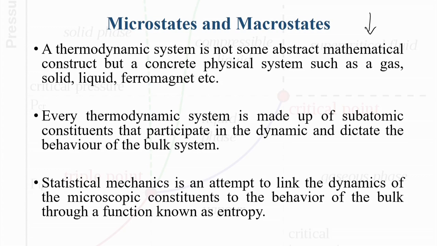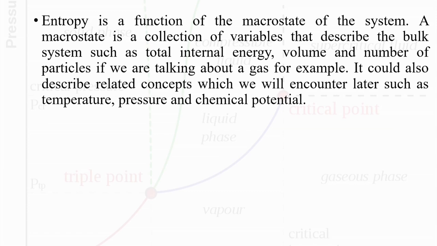Now, entropy is actually a function of what is known as the macrostate of the system. So, a macrostate is really a collection of variables that describe the bulk of the system, such as total internal energy, volume and number of particles if you are talking about a gas, for example. It could also describe related concepts which we are going to encounter later, such as temperature, pressure and chemical potential. So, basically entropy is a function of the macrostate of the system. In a macrostate you do not really worry about what the system is made of at the microscopic level. You are just describing the system in terms of the overall properties, such as total internal energy, volume, etcetera.